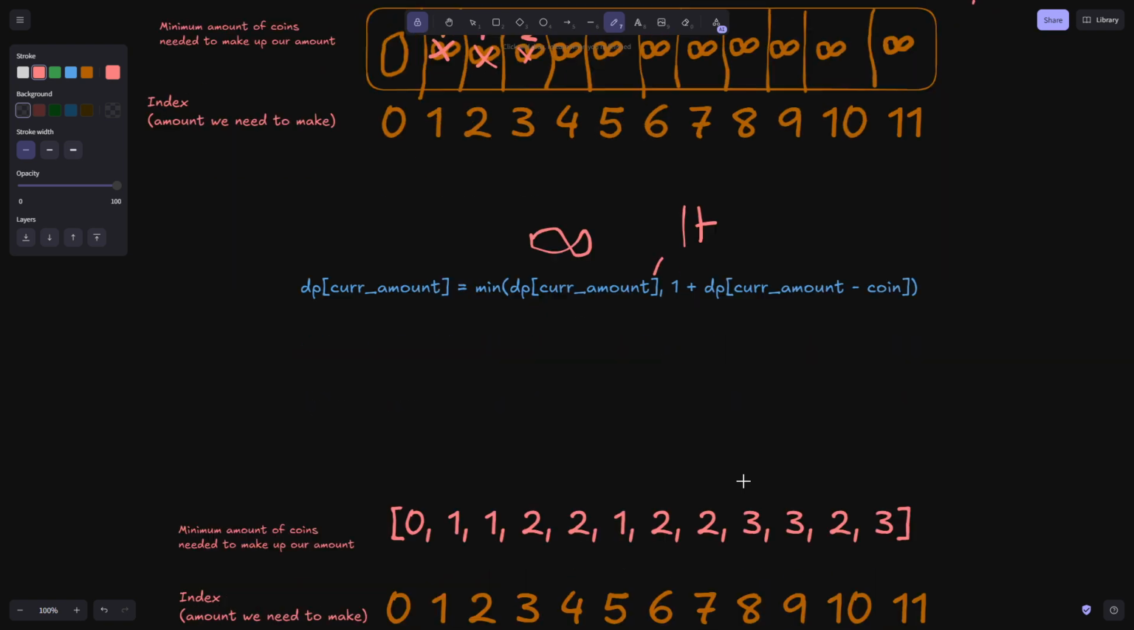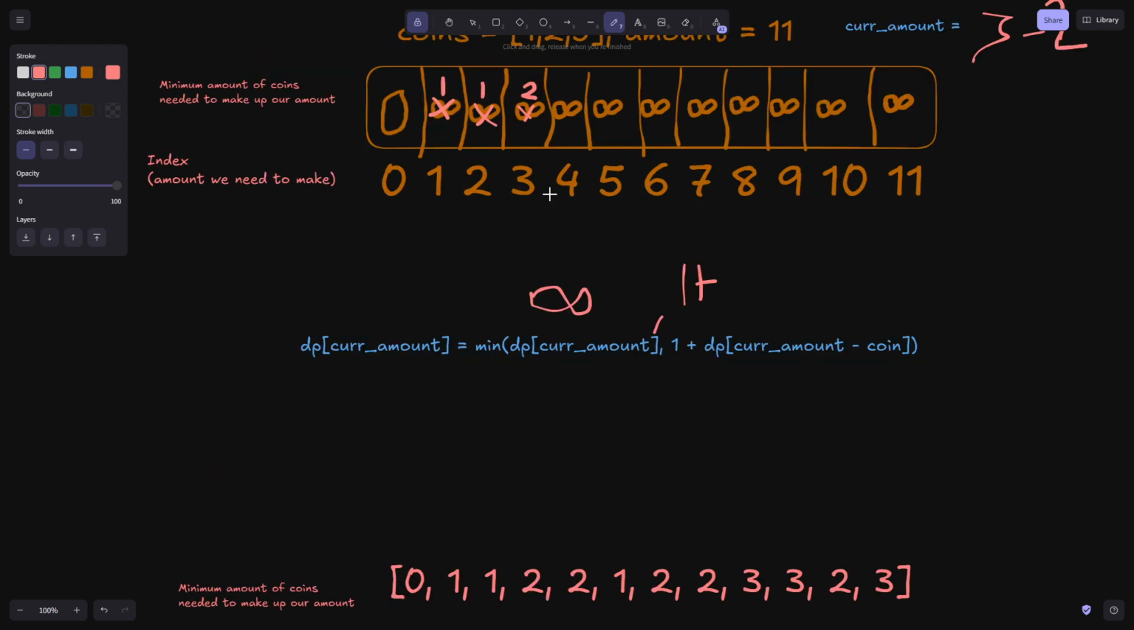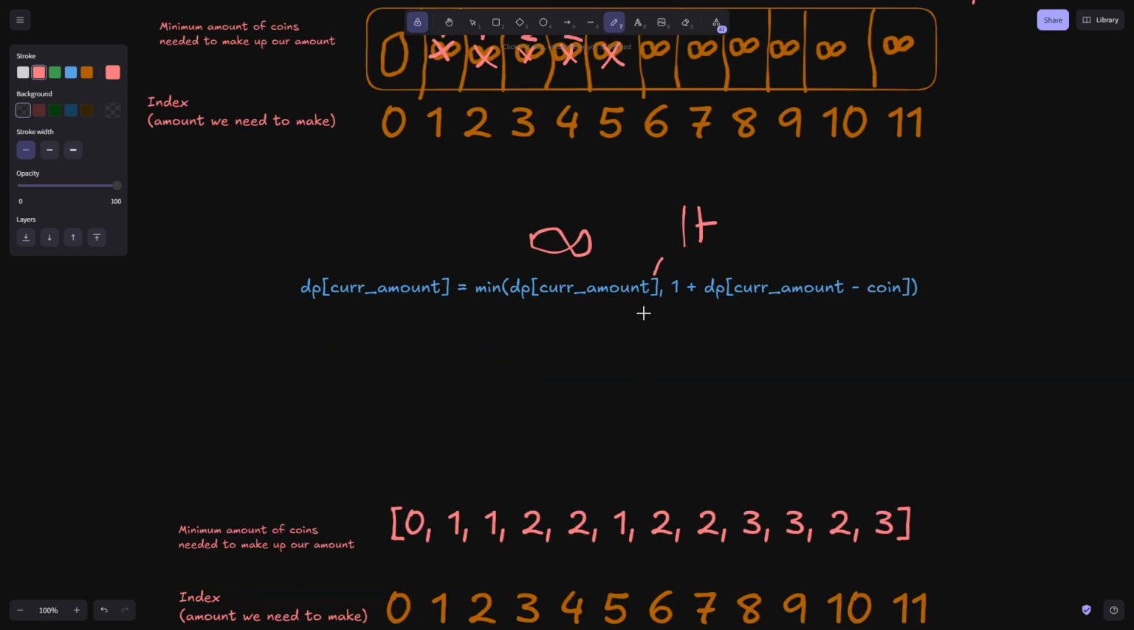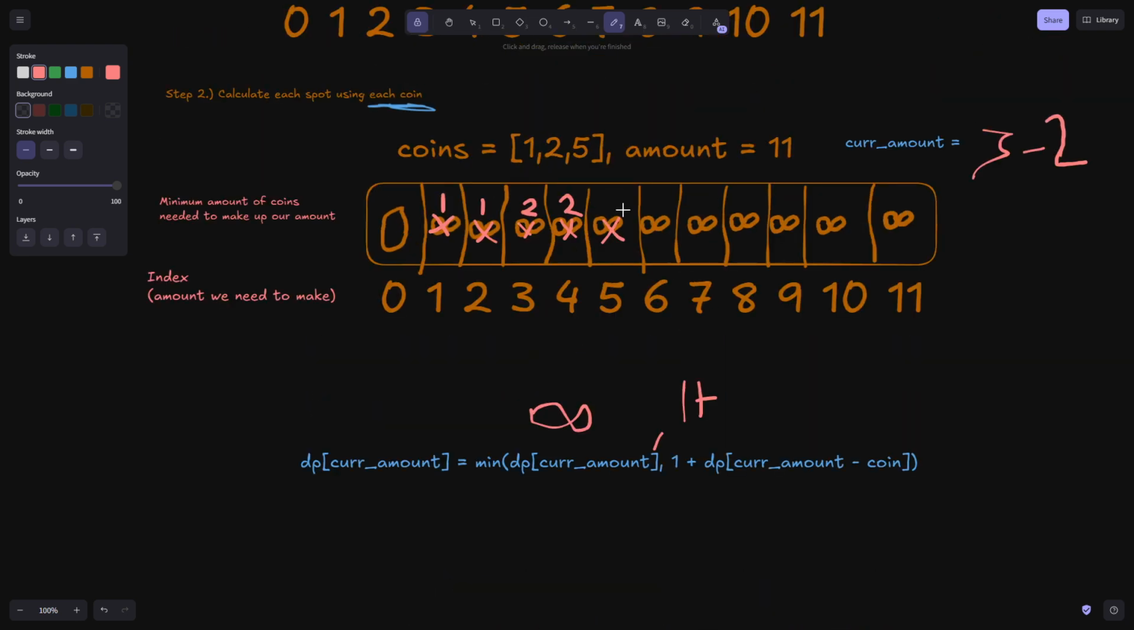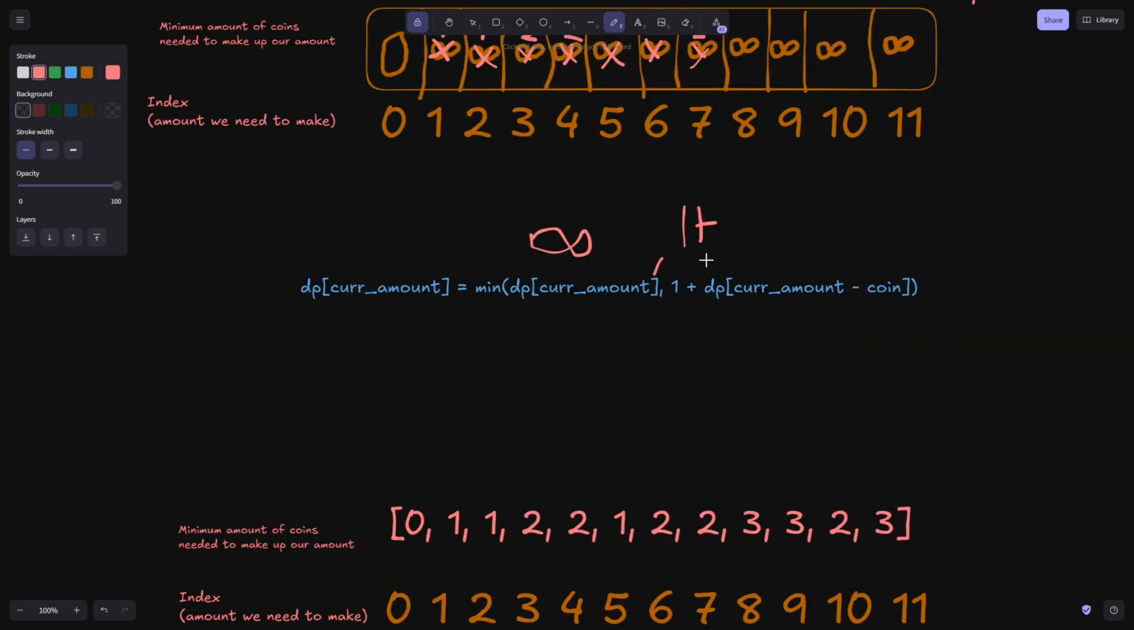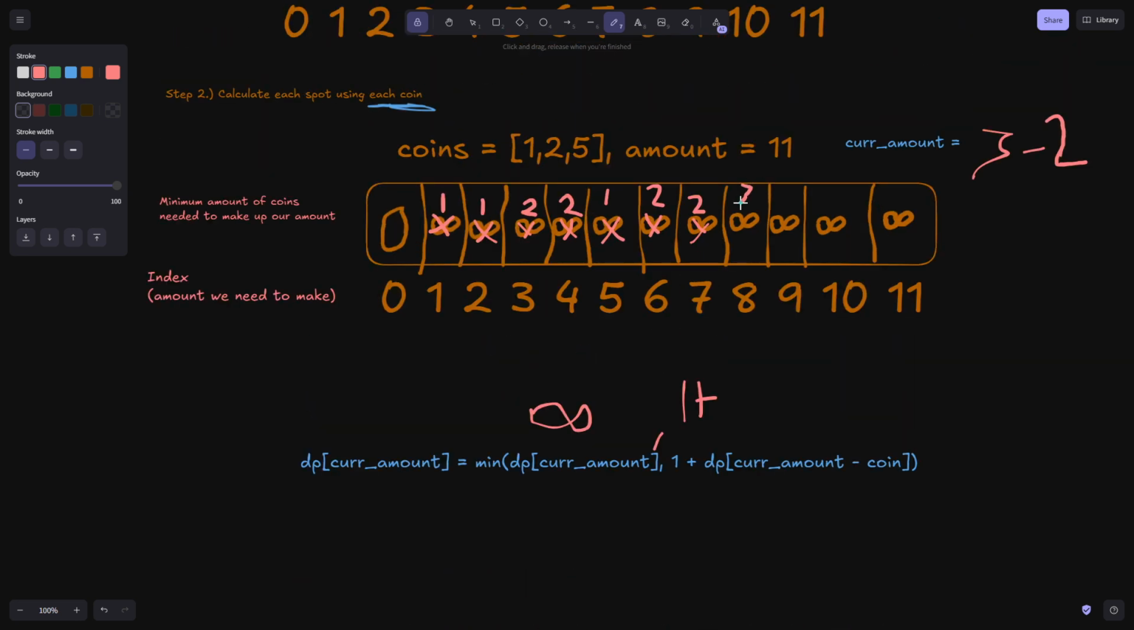And anyways, we keep doing that, and so we would get 0, 1, 1, 2, 2. I just don't want to make this video too long, so that's why I'm skipping over. This is what our array would look like: 2, 2, 3, 3, 2, 3.